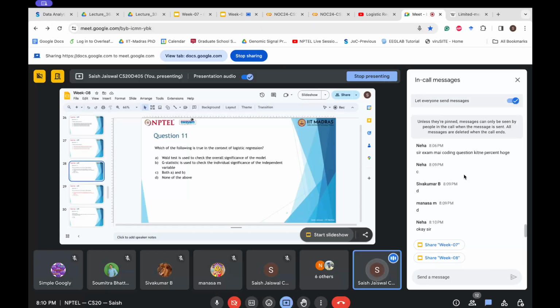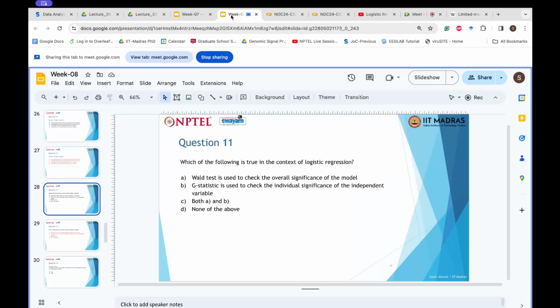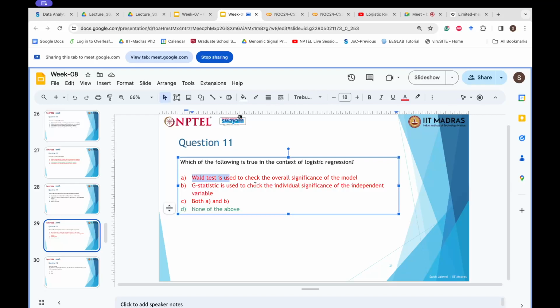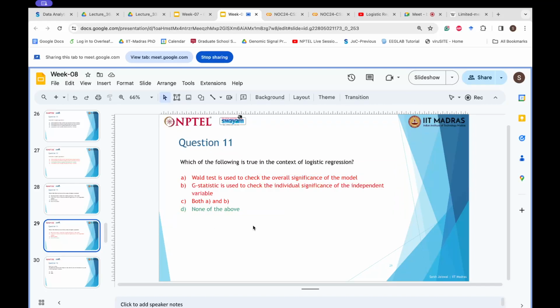So many of you answered D. So yes, that is true. The Wald test is used to check the individual significance of the independent variable, and the G statistic is used to check the overall significance of the model. So this was just interchanged over here. So the answer is none of the above.